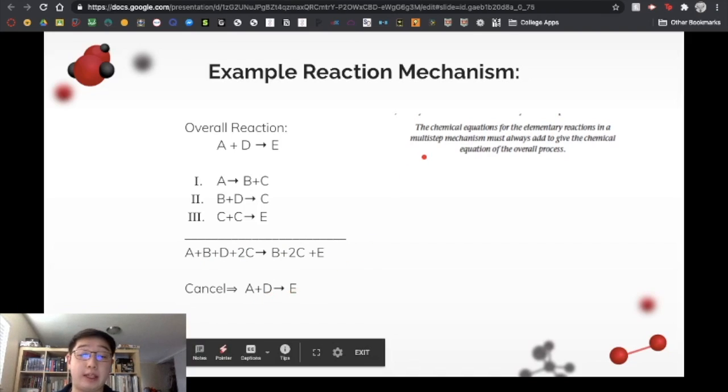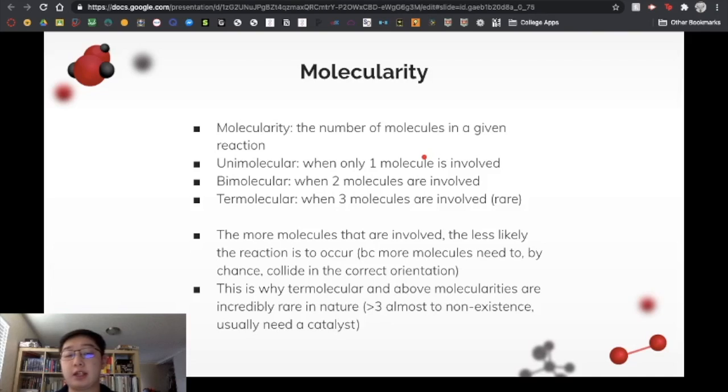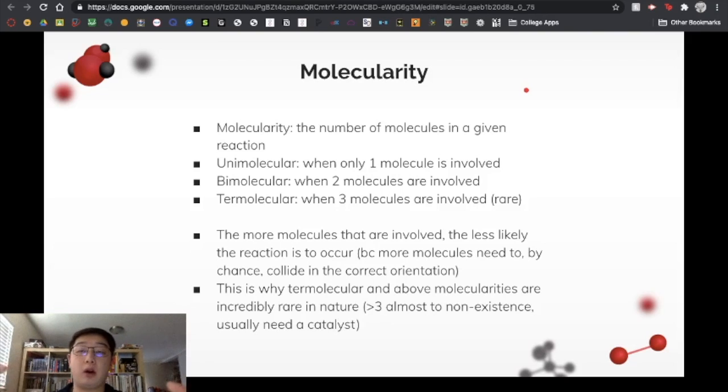Remember that the chemical equations for the elementary reactions in a multi-step mechanism always add up to give the chemical equation of the overall process. Okay, so there is this concept called molecularity, which is basically the number of individual molecules in a given reaction. This ties back to collision theory: it's the number of molecules that need to collide with each other with a given energy and a given orientation in order for the reaction to progress.